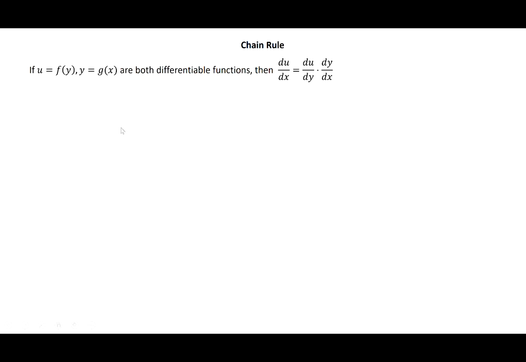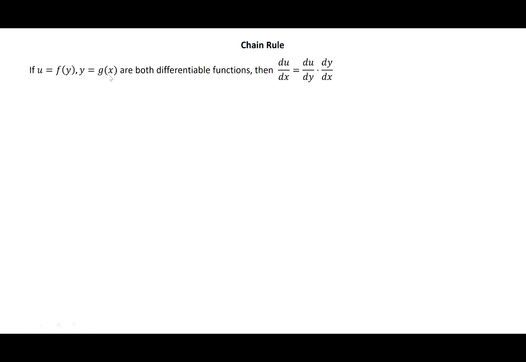Notice we have u as a function of y, y as a function of x, so u is indirectly a function of x. Directly, u is a function of y, but because y is a function of x, u is in fact a function of x. In fact, if you wanted to, you could say u is f of g of x. You know that composite function? So u is f of g of x.